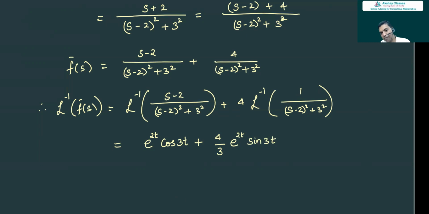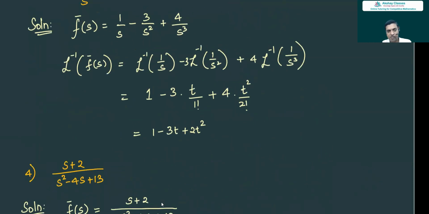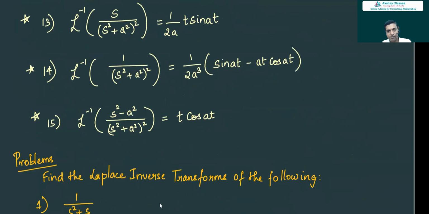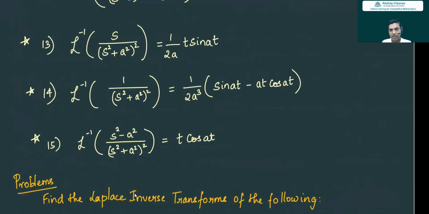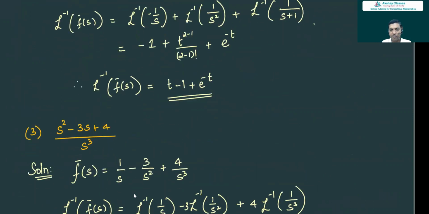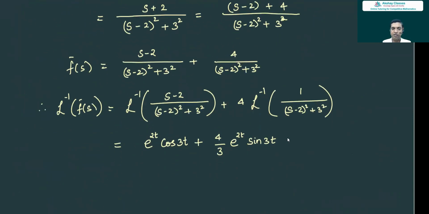Just applying this formula. If we see in the list, this one, 1 by b e power at sine bt, the ninth formula. When we apply, we get this. So this is the inverse transform.